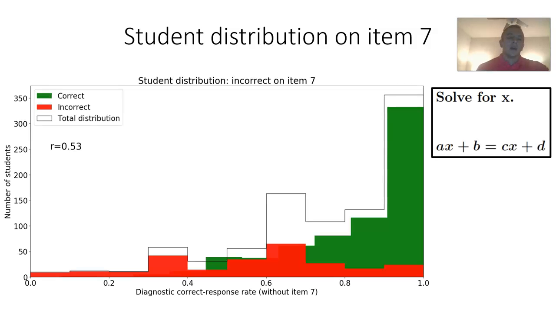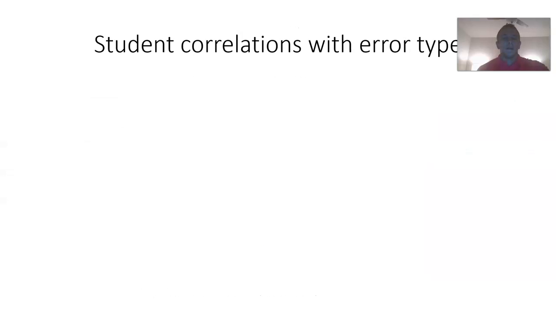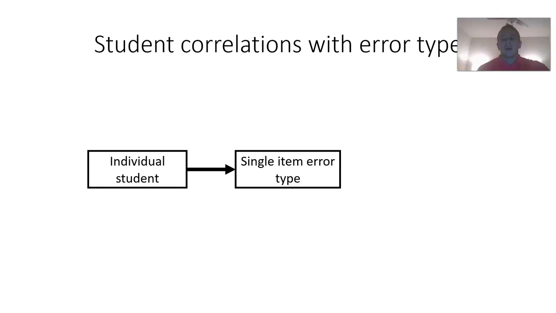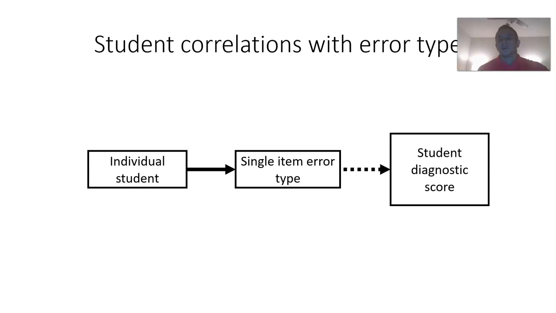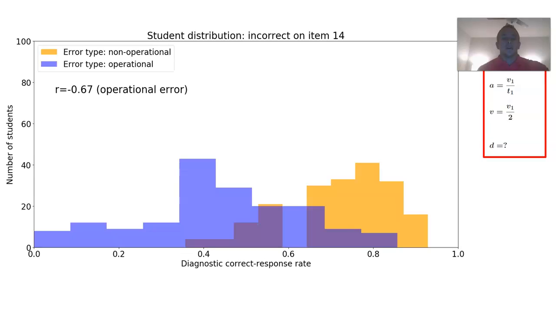Here's item 7. The green are all students who got item 7 correct, and the red is all students who got it incorrect. The horizontal axis is the diagnostic correct response rate. You'll see that the ones who got item 7 correct are far shifted to the right. We get a point biserial coefficient of 0.53, which is just a correlation coefficient, so it is correlated. What if we do the error type analysis on a single item, operational error versus not? Again, it's the same thing, actually a better correlation here. R is minus 0.67 for the operational error. You'll see that students in the yellow who make the non-operational error actually score better than those who make the operational error.